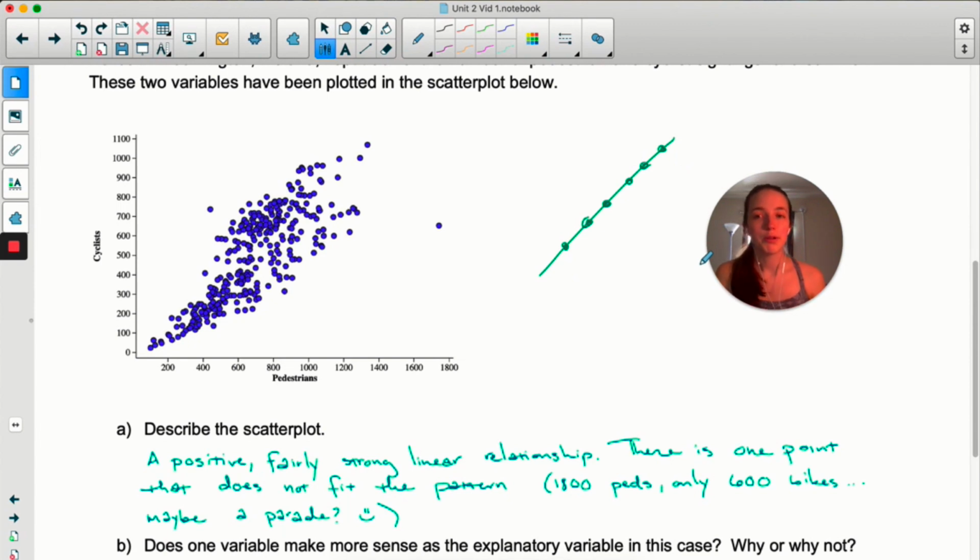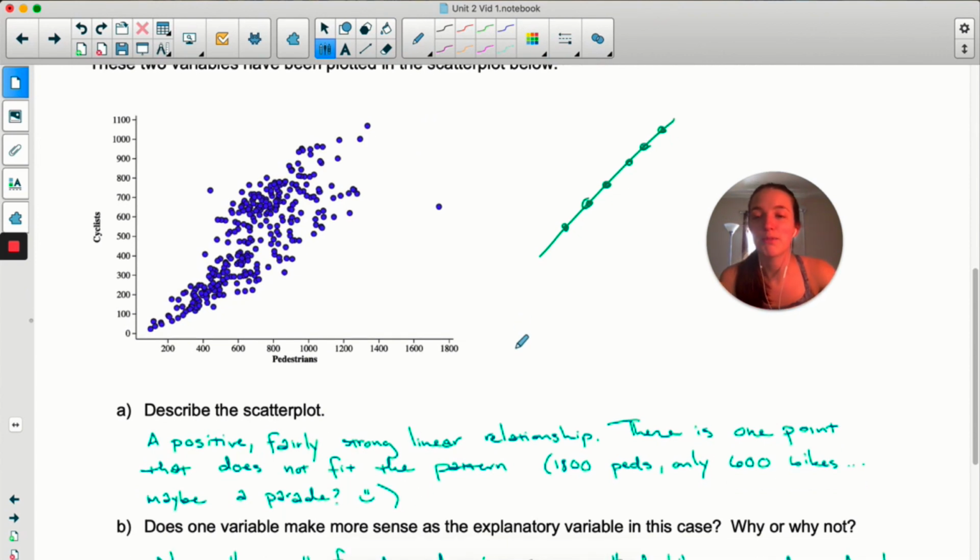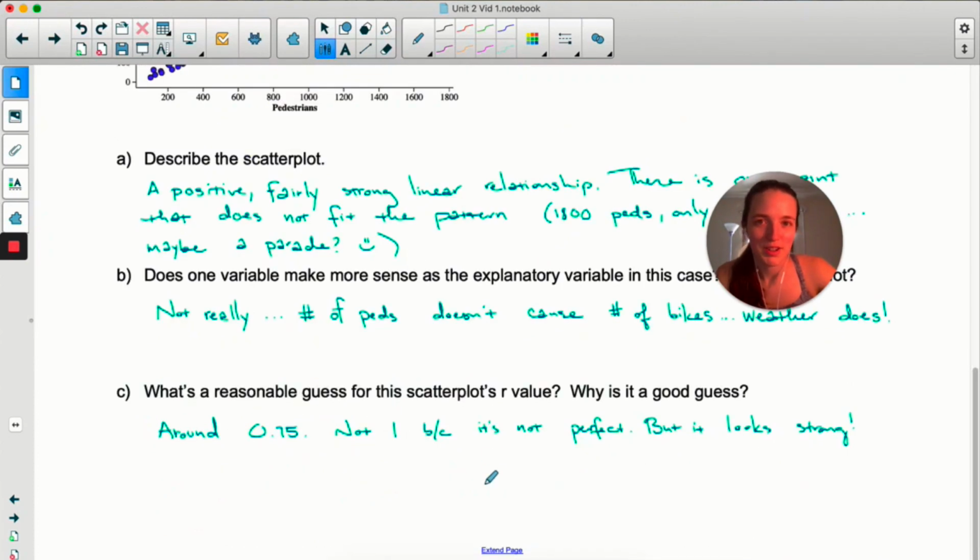You probably wouldn't want to say anything below 0.5 because 0.5 would be not a very strong relationship, and these I'd say are fairly strong. If I were grading this problem as a teacher, I would accept anything between 0.5 and 1, but I would not accept 0.5 and I would not accept 1. So somewhere in between, which is why I said 0.75, straight down the middle.